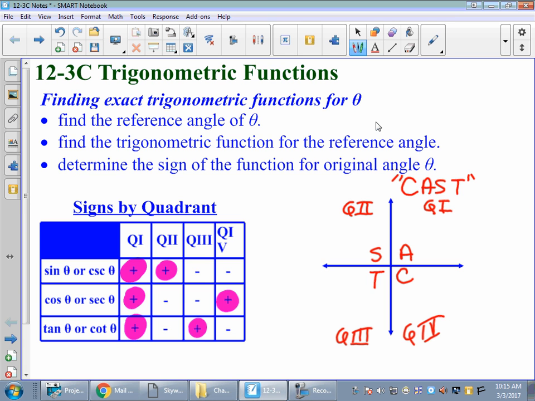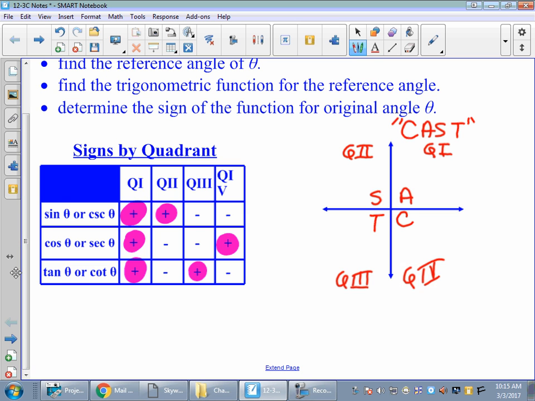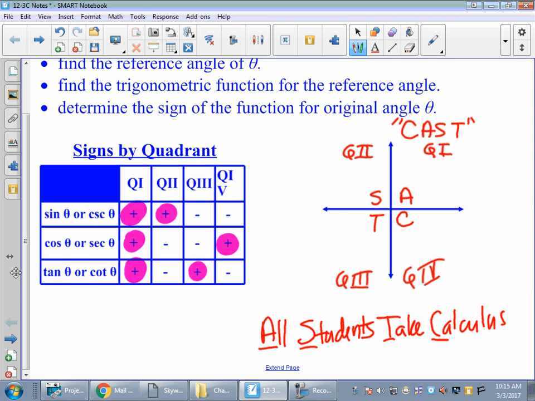The problem with CAST, I'm not a big fan of the fact that it starts in the 4th quadrant. So what I fear is that you're going to put the C in quadrant 1 and spin around and get everything wrong. So another way to think of it is to come up with a sentence that starts in the 1st quadrant, like: All Students Take Calculus. Those are the same letters, but that's a sentence that starts in quadrant 1 and works around.